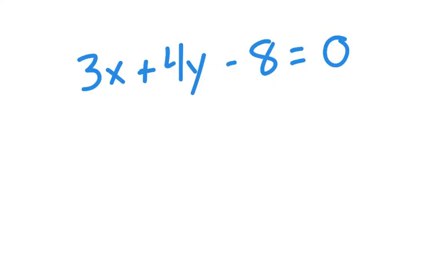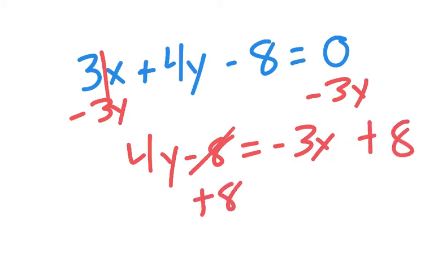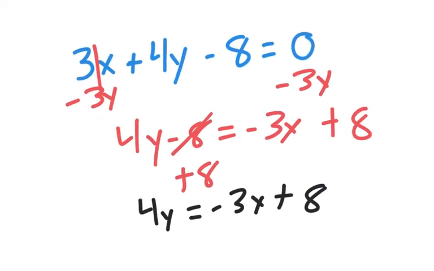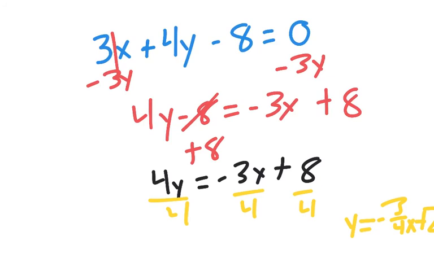So how'd you solve this? What steps did you take? Well, first I subtracted 3x on both sides, and then I added 8 to both sides, and after that I divided by 4, and then I got y equals negative 3/4 x plus 2. So then what's the slope? Negative 3/4. And the y-intercept. 2. That's it.